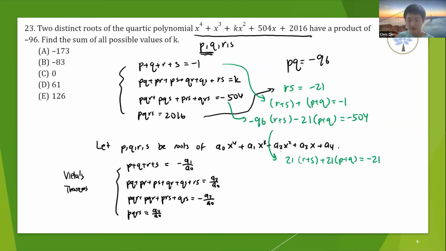When you add this to this, you get negative 75 times (r + s) is equal to negative 525. This gives r + s equals 5, and p + q is going to equal negative 6. Just check this.